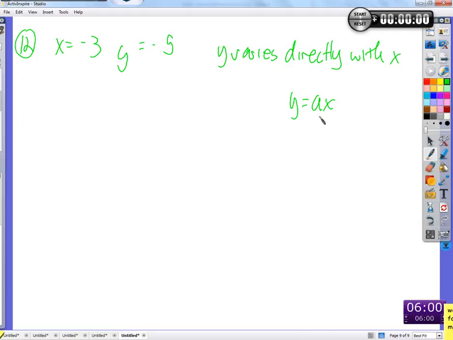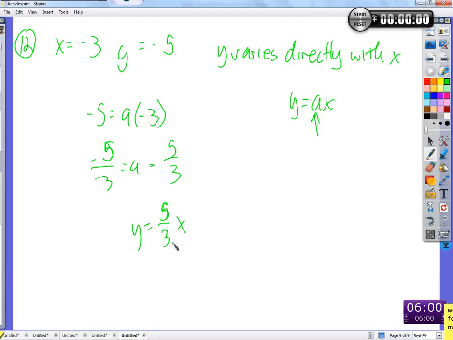So if we wanted the equation that relates all y's and x's, if this is a particular y and an x, how do we find that equation? How do we find out, basically, a? Negative 5 divided by negative 3. Yeah. If y equals ax, then negative 5 equals a times negative 3. So negative 5 divided by negative 3 equals a, which is positive 5/3. So y equals 5/3 times x.